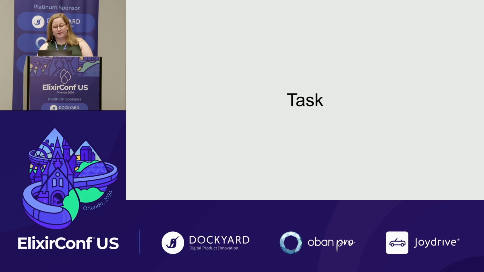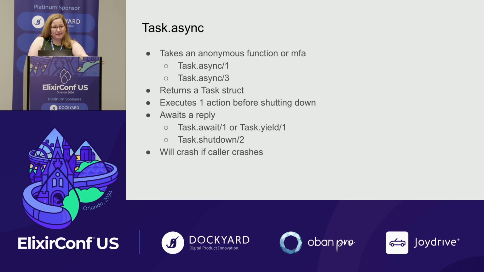Okay, let's move on to some more fun things with task. Task async. We've seen this a couple times in presentations this morning too, so that's pretty nice. We have 2 options of task async 1 and task async 3. Just like spawn 1 and spawn 3, it takes either an anonymous function or an MFA. It always returns a task struct, which has an MFA, caller PID, and then the task PID, and then a ref, which we don't really do anything with.